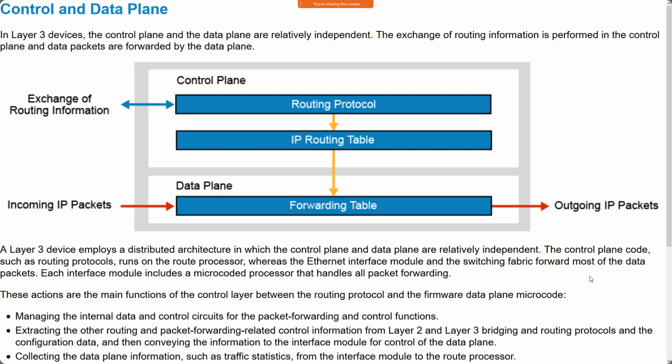The data plane is the interface level, right, where data enters and exits the device at the interface level. And then the management plane is what we use to manage the device. SSH sessions, Telnet sessions, SNMP sessions, etc. Those are going to communicate to the management plane.